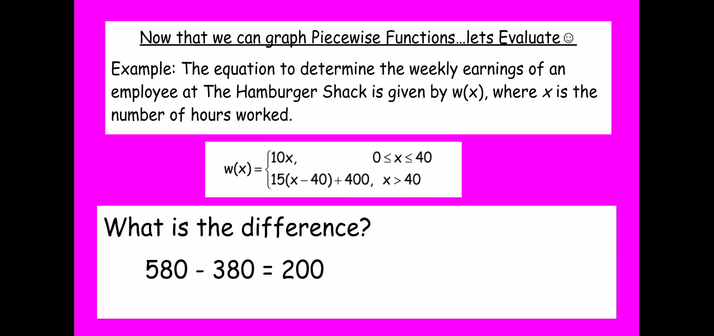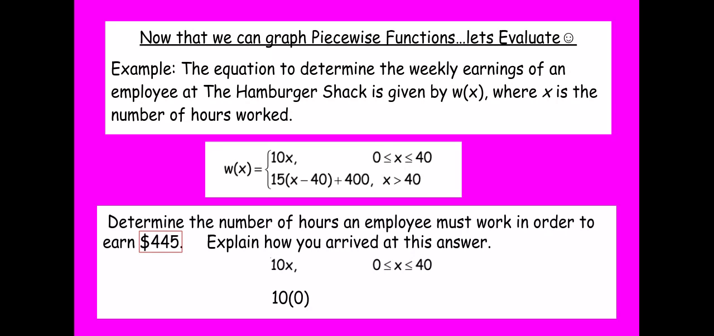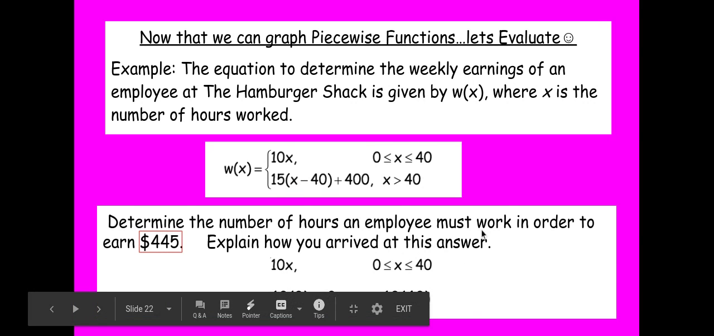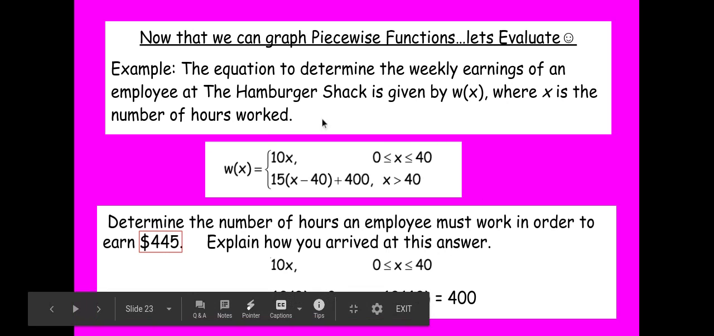And then the last part of this regions question said, determine the number of hours an employee must work in order to earn $445. Explain how you arrived at this answer. So if you want to try it, go for it. If you're not really sure how to do it, watch the video. So we know that 10x is the function we use for 0 to 40 hours. So the smallest possible value for money within that frame would be $0, and the highest possible amount would be 10 times 40, which is $400. So obviously it can't be within this function because we need to get to $445.